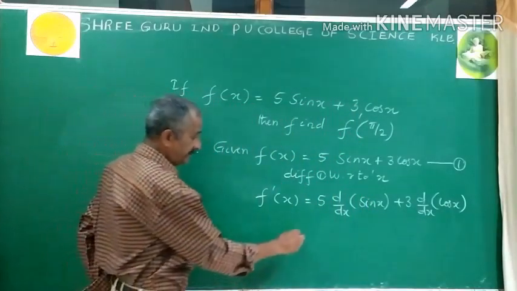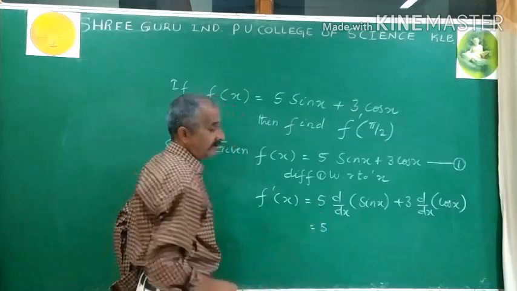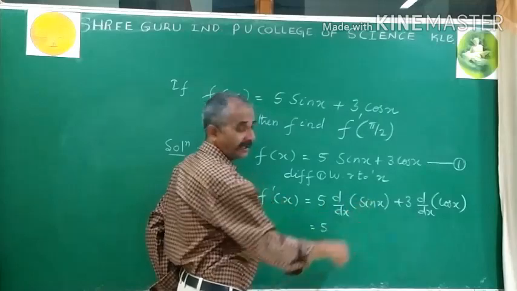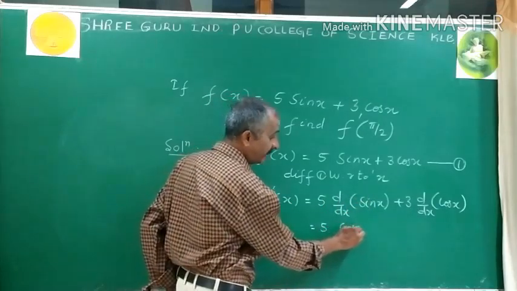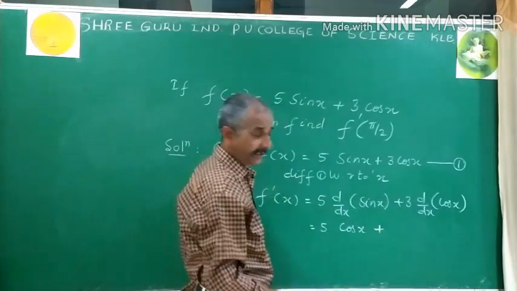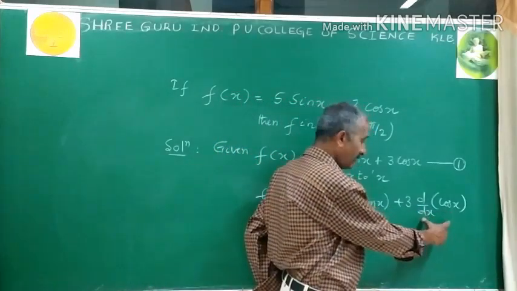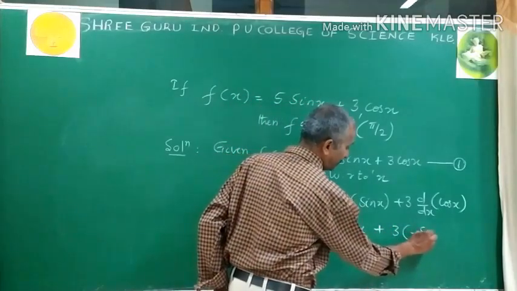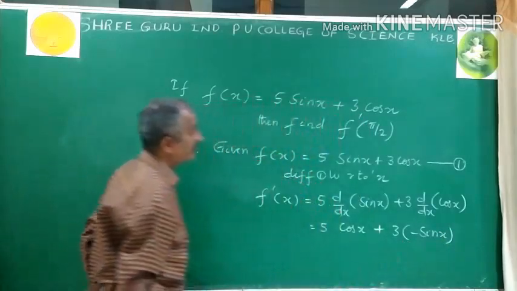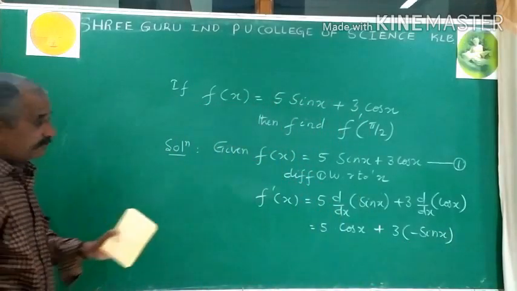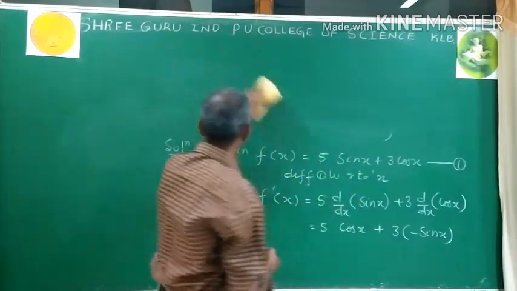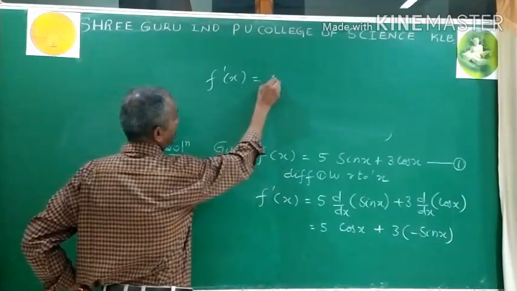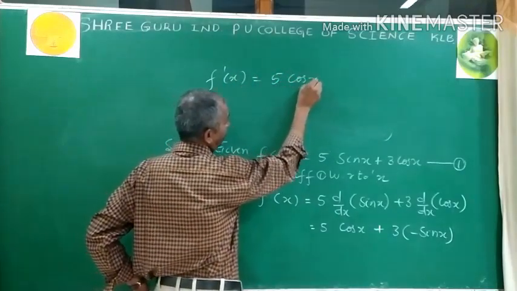Further, f dash x equals 5 into cos x. By standard formulas of first year PUC, we know that the derivative of sin x is cos x, whereas the derivative of cos x is minus sin x. Because of this, the answer is minus sin x, and plus into minus will become minus later on, 3 into minus sin x. So on a small simplification, now f dash of x equals 5 cos x minus 3 sin x.